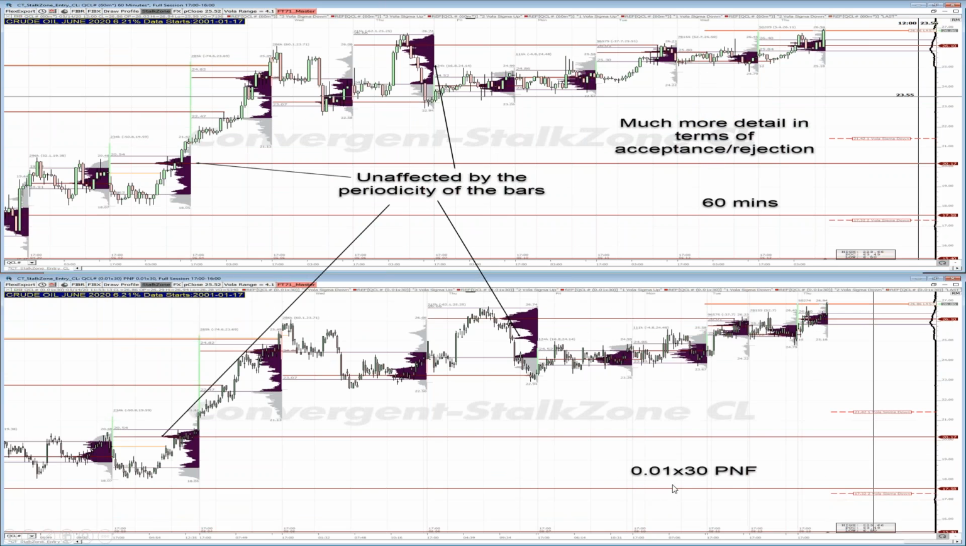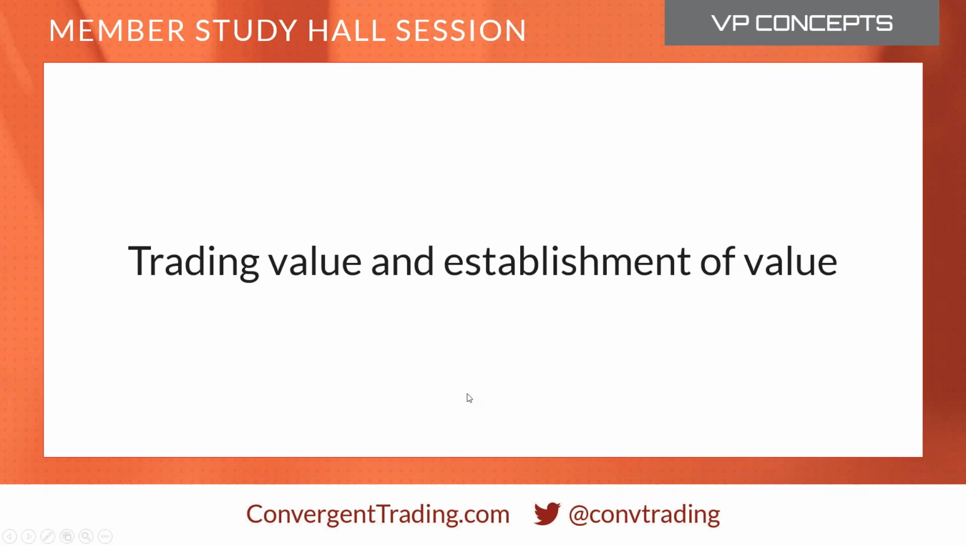At the bottom, we have a 1 tick by 30 point and figure. And you can see that despite the fact that I'm using point and figure at the bottom and 60 minutes at the top, these profiles are exactly the same. You can see these profiles all over the place are exactly the same. This is the key difference between the two. So let's move on to trading ideas. That's why we're here.